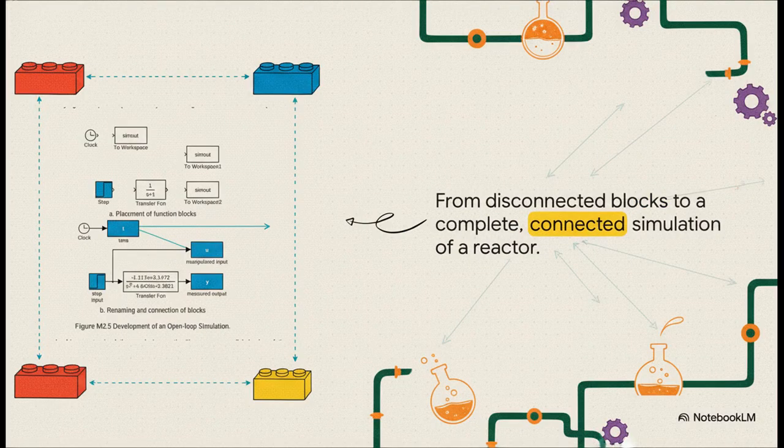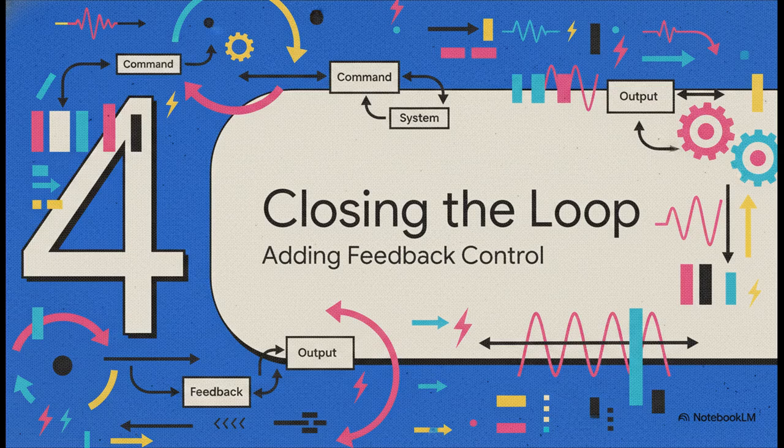And you can see just how simple it is to put it all together. On one side, we have our three separate blocks, our Legos, the input, the process, and the output. And then we just click and drag to draw lines connecting them. And just like that, we've built a complete simulation of a chemical reactor's core behavior. It's that easy.